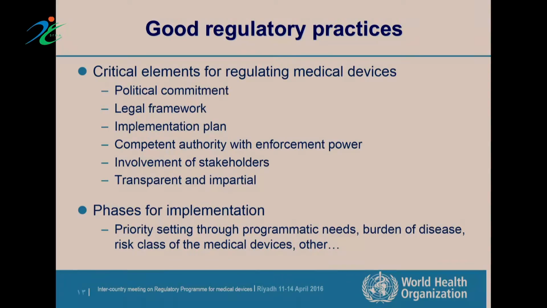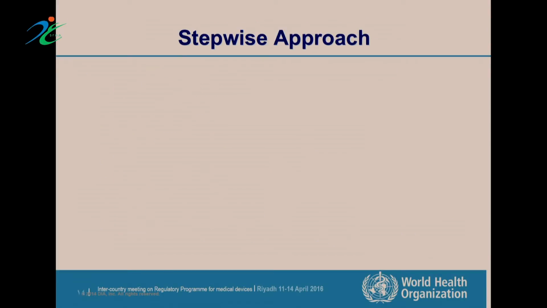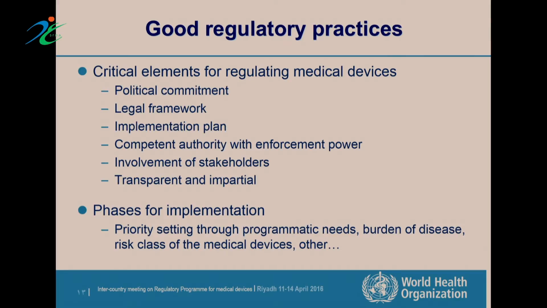What we're trying to do in our report is also making those specific for medical devices. So we listed a few. You would need for successful regulation of medical devices: political commitment, a legal framework, a plan, and a regulatory authority with enforcement power. Without enforcement power, without the tools, it's a kind of, well, in Dutch we say paper tiger. I don't know what the expression in English is.